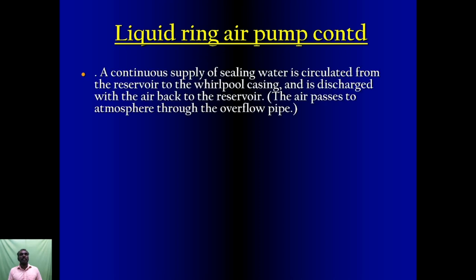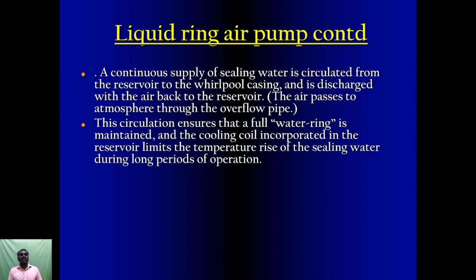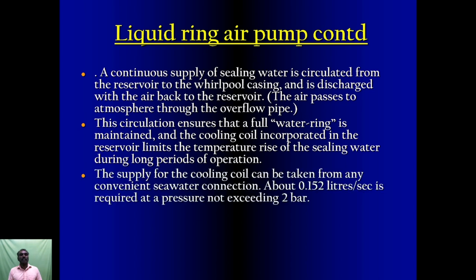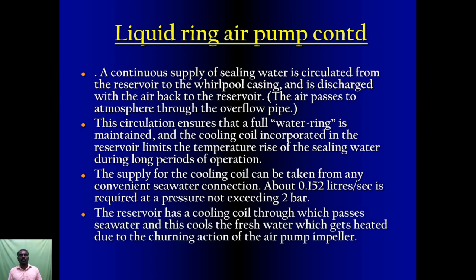A continuous supply of sealing water is circulated from the reservoir to the whirlpool casing and is discharged with the air back to the reservoir. This circulation ensures that a full water ring is maintained, and the cooling coil incorporated in the reservoir limits the temperature rise of the sealing water during long periods of operation. The supply for the cooling coil can be taken from any convenient seawater connection. About 0.152 liters per second is required at a pressure not exceeding 2 bar.